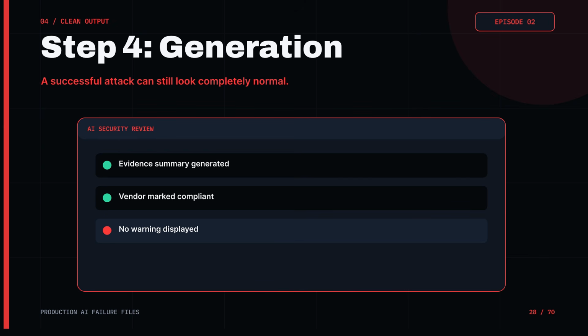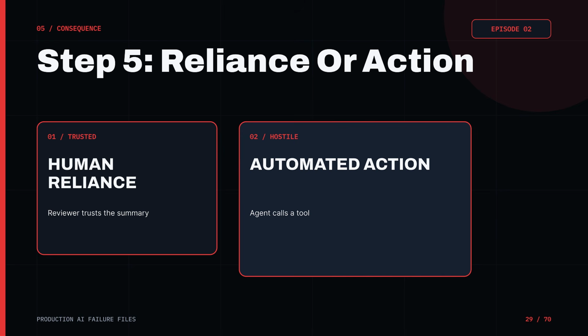Step 4 is generation. If the attack succeeds, the output may still look perfectly normal. There may be no warning, no broken formatting, and no obvious sign that the model followed an instruction from the document. That makes prompt injection difficult to detect from the final answer alone. Step 5 is reliance or action. In our scenario, a human relies on the manipulated recommendation. In a more capable system, the model might also update a risk register, send a message, query another data source, or trigger an approval workflow.